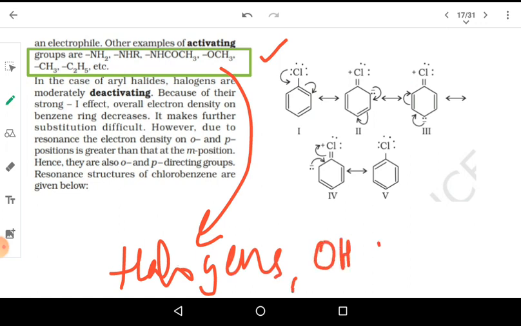They are activating the ring, right? But halogens deactivate the ring slightly. However, they are also ortho-para directing groups because they exert more electron density at these two positions, that is the ortho and para positions, right? So the group names are important, and we have to study whether it is ortho-para directing, and whether it is activating or deactivating. If it is bringing electrons to the ring, it is known as activating, and if it is taking electrons away from the ring, it is slightly deactivating.